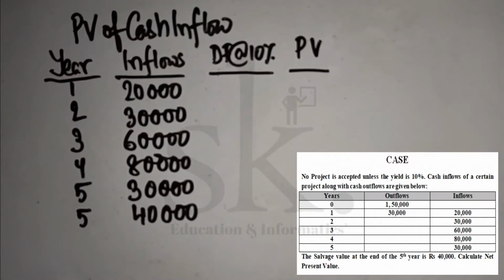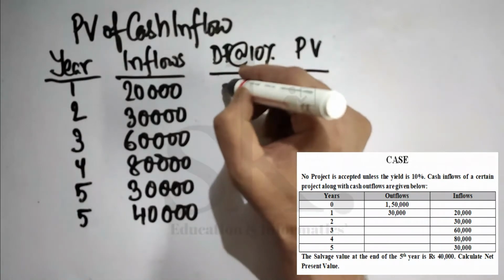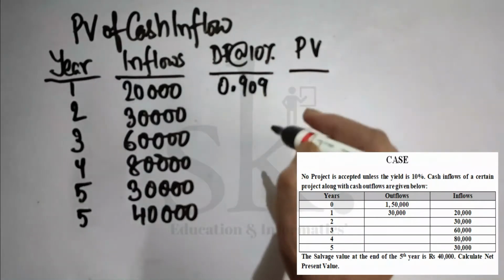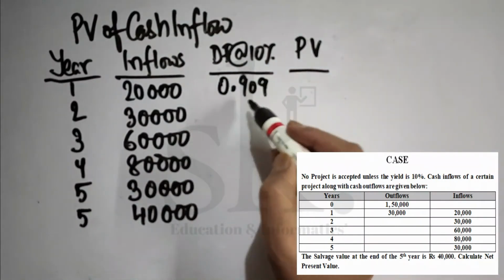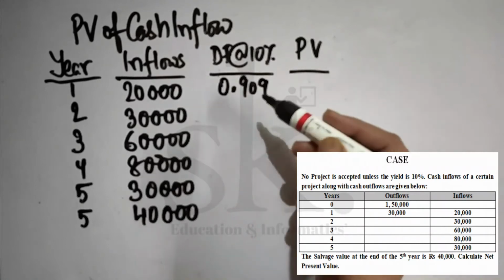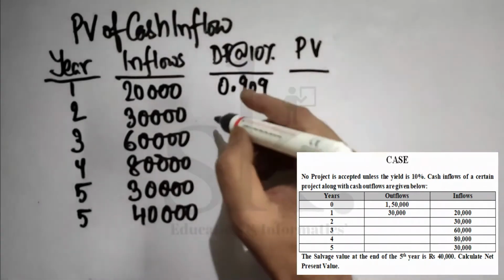Now let's talk about the discounting factor at the rate of 10%. We have shown you the calculation before, so I do not need to show it again. For the first year, rupee 1 will be 0.909. If you are not aware of how the calculation is done with respect to the discounting factor, please do refer to the previous videos.